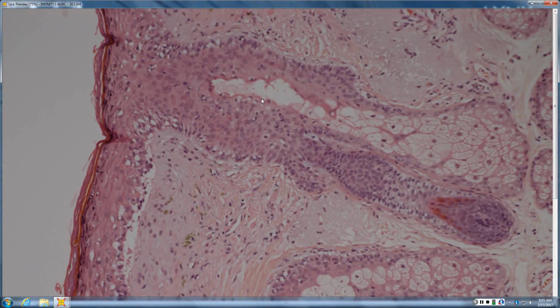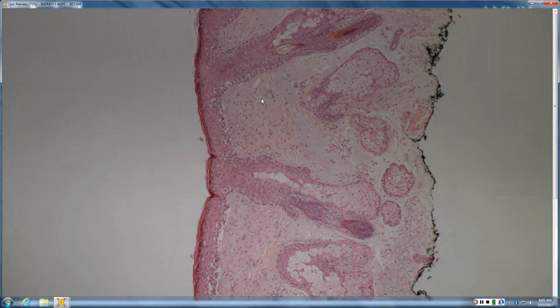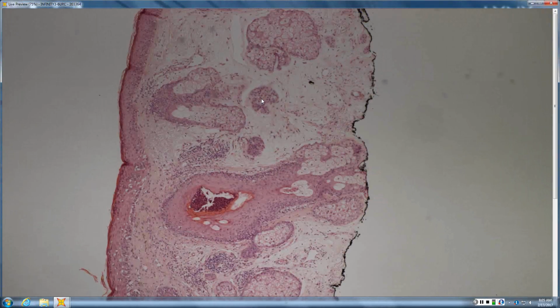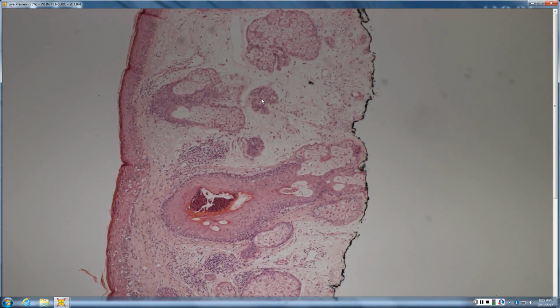If there's ever a question, what stains would you get? Yeah, SOX10. SOX10 or S100. What stains would you not get? Would not get MART or HMB. Yeah, so MART and HMB45 are unreliable in any spindled melanoma, whereas SOX and S100 remain reliable. Very good. Skip that one. We're going higher yield.